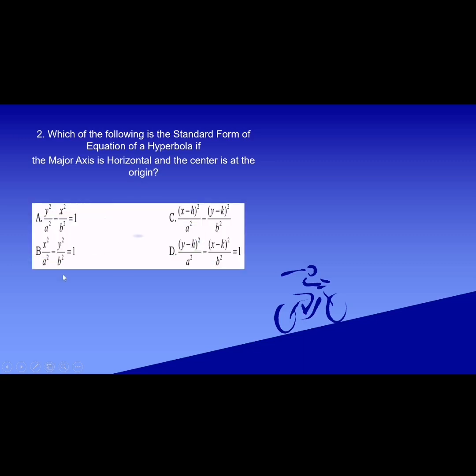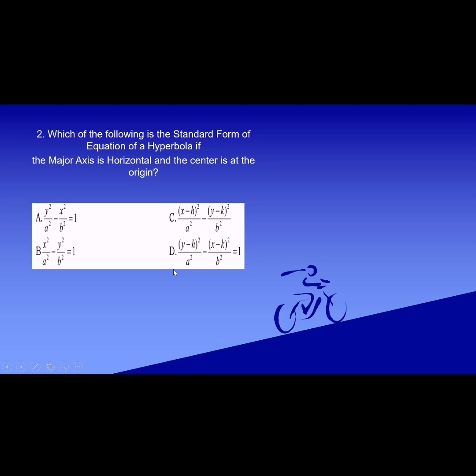Okay, for number 2. Which of the following is the standard form of the equation of a hyperbola if the major axis is horizontal and the center is at the origin? So ito yung choices natin. A, B, C, and D.